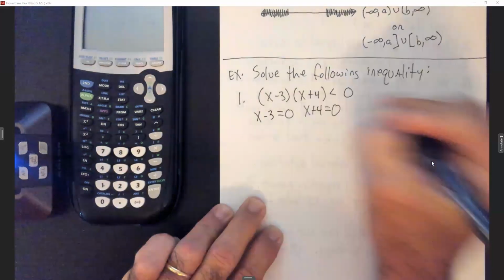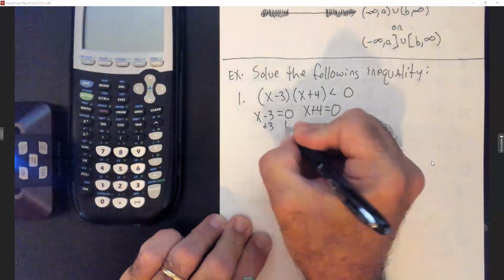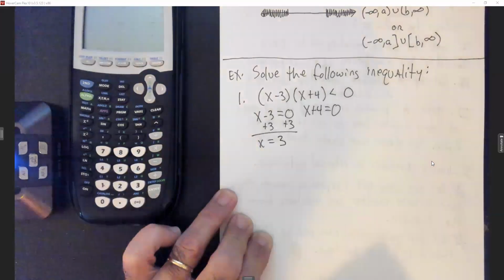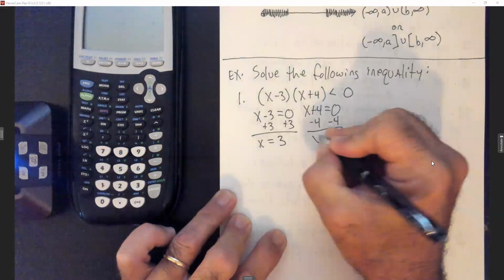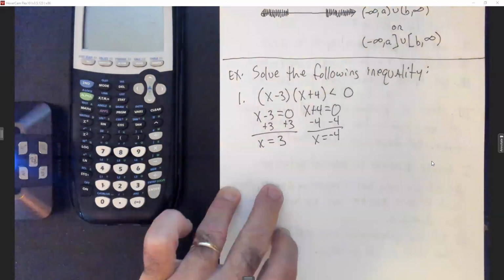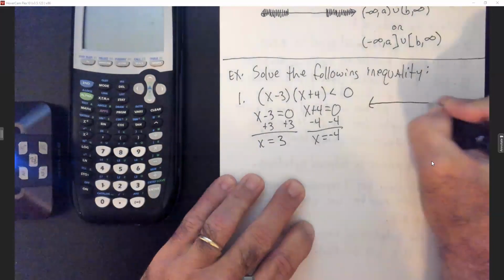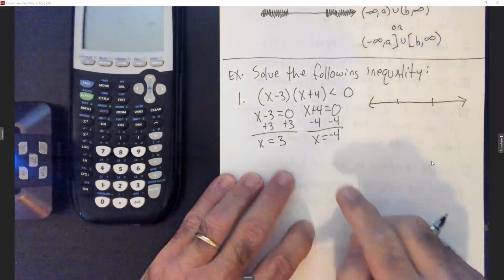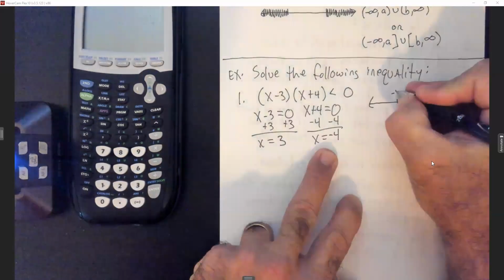and solve them. So the first one, you would add a 3 to both sides. And I get x equals 3. Second one, I would subtract 4 from both sides and I get x equals a negative 4. So I'm going to set up my number line now. Let's see, the one that would be first would be the negative 4, and then 3 would be on the right.